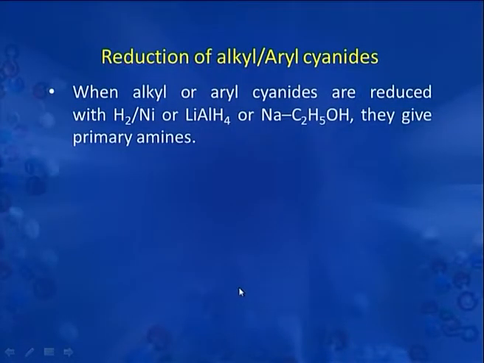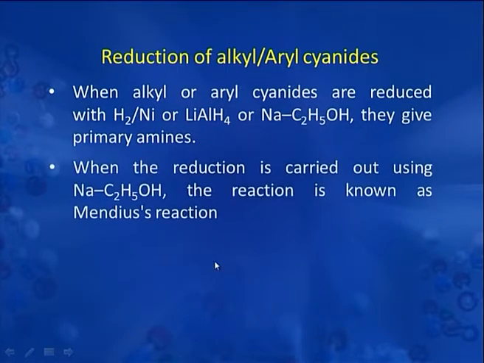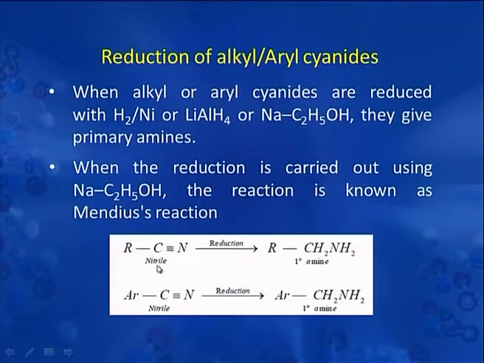The next method for the preparation of amines is via reduction of alkyl or aryl cyanide. When alkyl or aryl cyanides are reduced with hydrogen and nickel, or lithium aluminium hydride, or sodium in ethanol, they give primary amines. When the reduction is carried out using sodium and ethanol, the reaction is known as the Mendius reaction. Here you can see this is an alkyl cyanide. Upon reduction it forms a primary amine, and aryl cyanide also produces an aromatic primary amine.